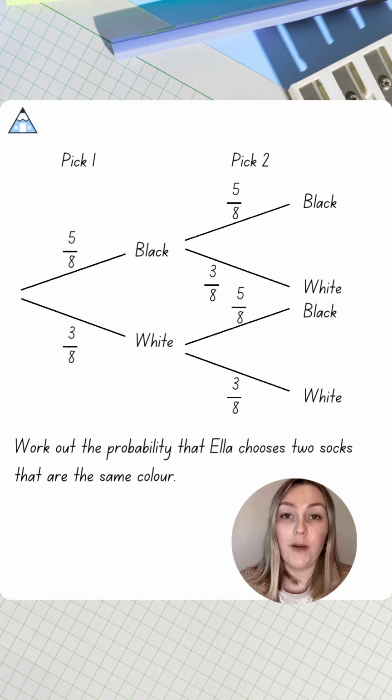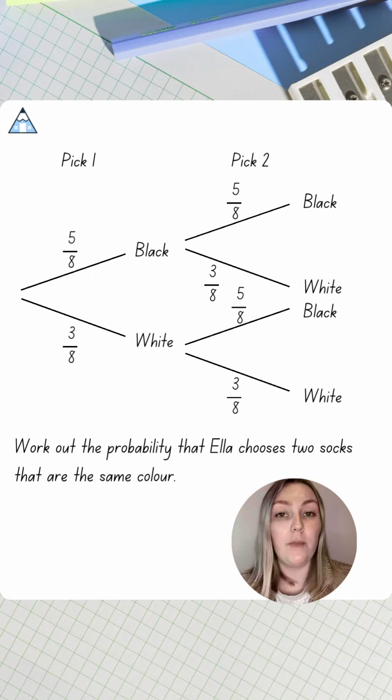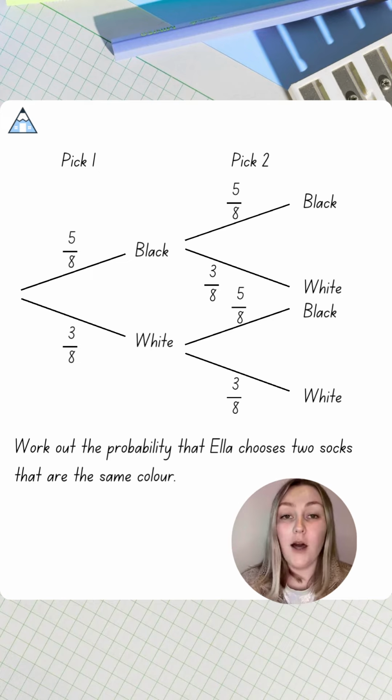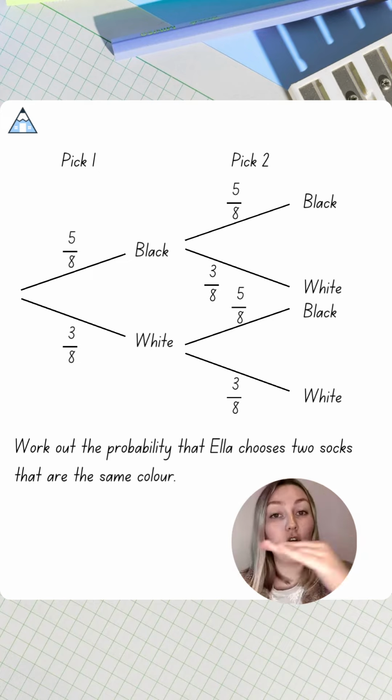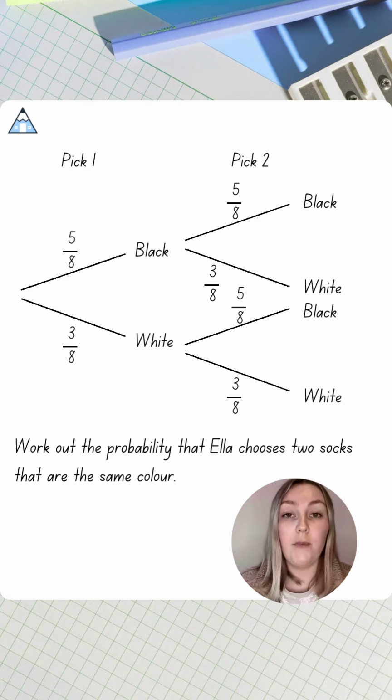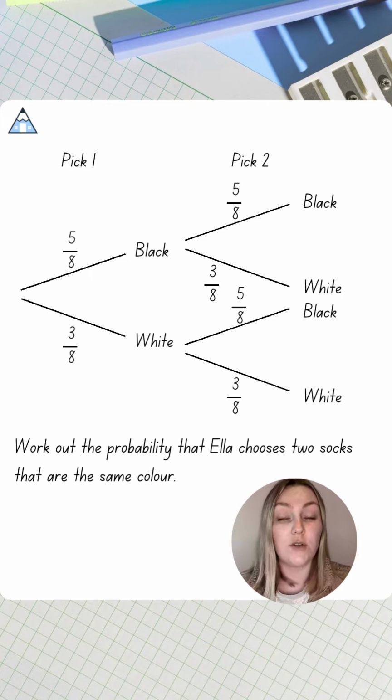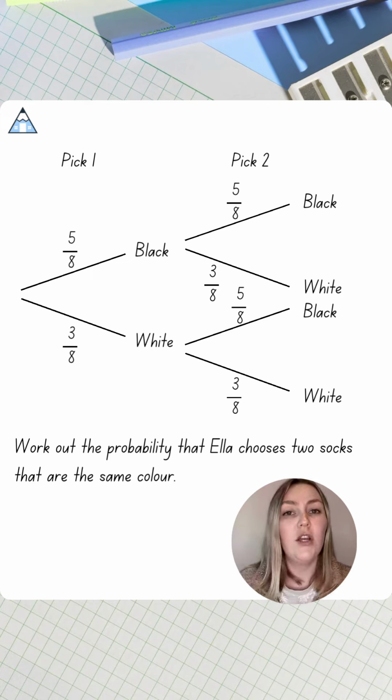So for example, a question like this, we want to work out the probability that Ella chooses 2 socks that have the same colour. So either we can choose 2 black socks or choose 2 white socks. So you would use the rule from before and multiply across the branches. So the probability that Ella picks 2 black socks would give you 25 over 64. But then the probability that Ella chooses 2 white socks would be 9 over 64. So you're ending up with still 2 different probabilities.